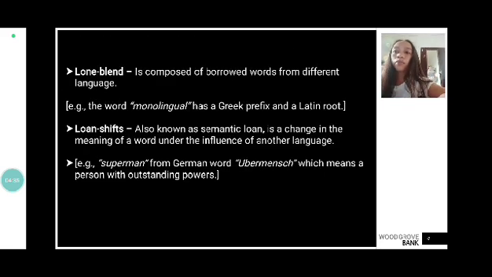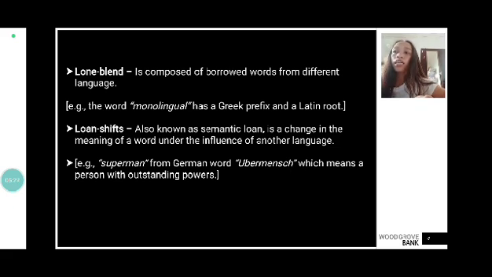Next is loan blend. Loan blend is composed of borrowed words from different languages. It is a type of borrowing that combines two different languages in order to create a new form of word. For example, monolingual is a borrowed word from Greek and Latin. Mono is from the Greek language and lingual is borrowed from the Latin language. Another example may include aquaphobia. It is a combination of Latin and Greek. So the word aqua is borrowed from Latin and phobia is from Greek.